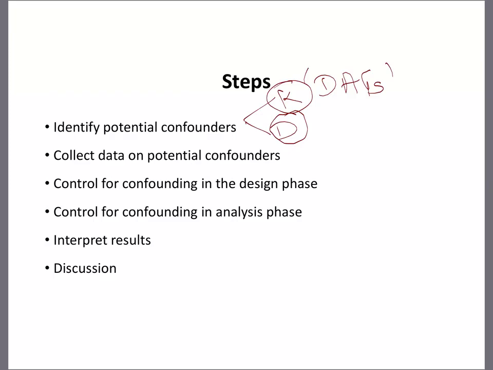Now, once you decide, you have a list of potential confounders along with your exposure and outcome, you need to collect data on the potential confounders. Then you have to decide whether you are going to handle the confounders in your design phase or in your analysis phase. And then you interpret your results carefully based upon what you have done with your confounders. And then also mention all of this in your results and in your discussion. So in your methodology, confounders have to be explicitly mentioned, and how you have identified and handled them has to be written in your methodology section.